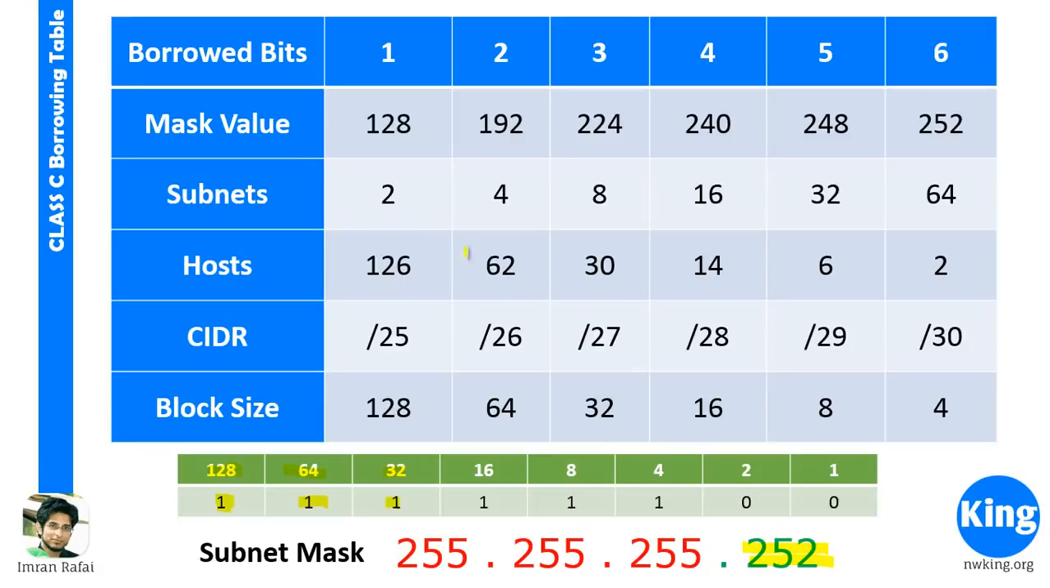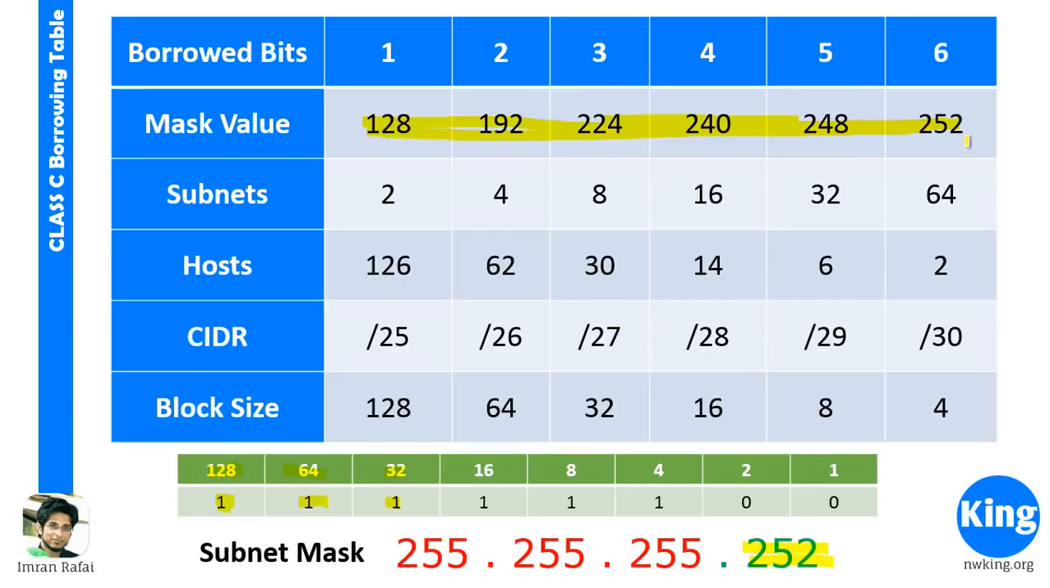I wouldn't want you to remember this entire table, but I would want you to remember this value. Whenever you see 1 bit borrowing, you can know the subnet mask is 128. If it is 2 bits, it is 192; 3 bits, 224; 4 bits, 240; 5 bits, 248; 6 bits is 252. So this is going to be a magic number, so just remember this number.